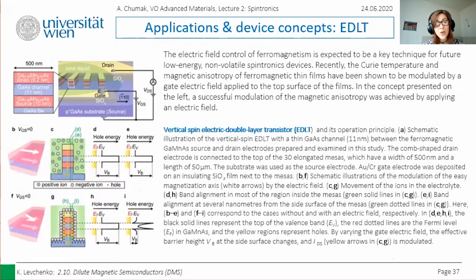Another interesting device concept that includes dilute magnetic semiconductors, and gallium manganese arsenide in particular, is the EDLT, or the vertical spin electric double layer transistor, which takes advantage of the fact that the Curie temperature and magnetic anisotropy of the ferromagnetic film could be modulated by a gate electric field applied to the top surface of the film. In this concept presented on the left, successful modulation of the magnetic anisotropy was achieved by applying an electric field.